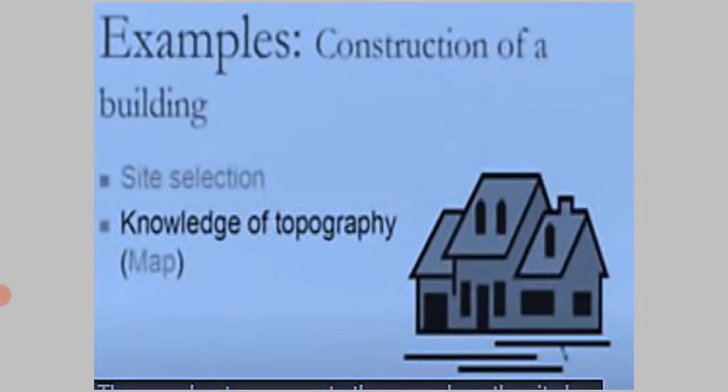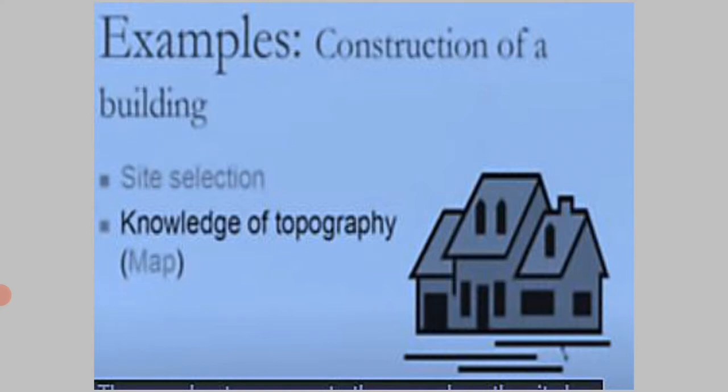For example, construction of a building. Suppose we want to build a public building like a college building. So what should be the steps? First step is the site selection. You need to select a site, and second is the knowledge of topography. So we go to the area where the site has been selected, right?